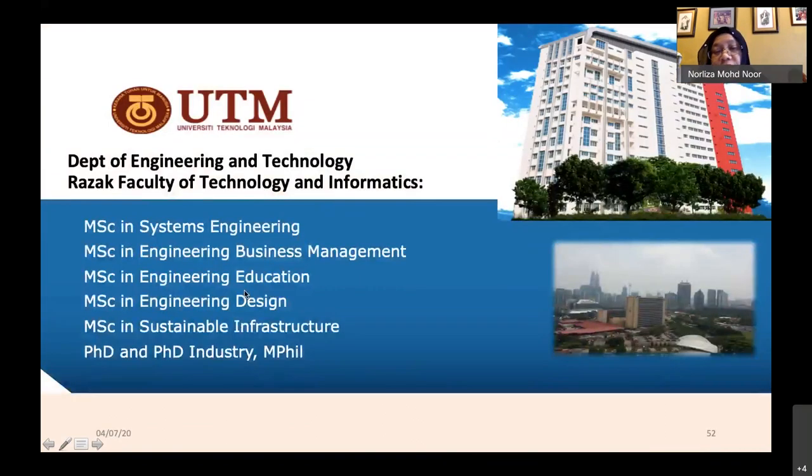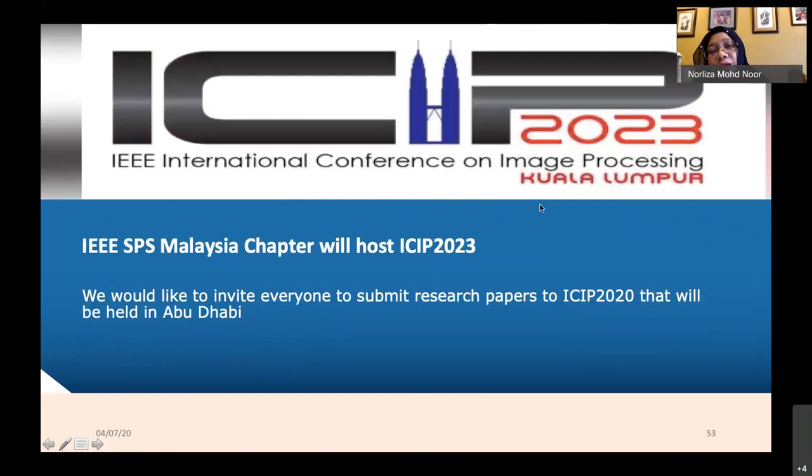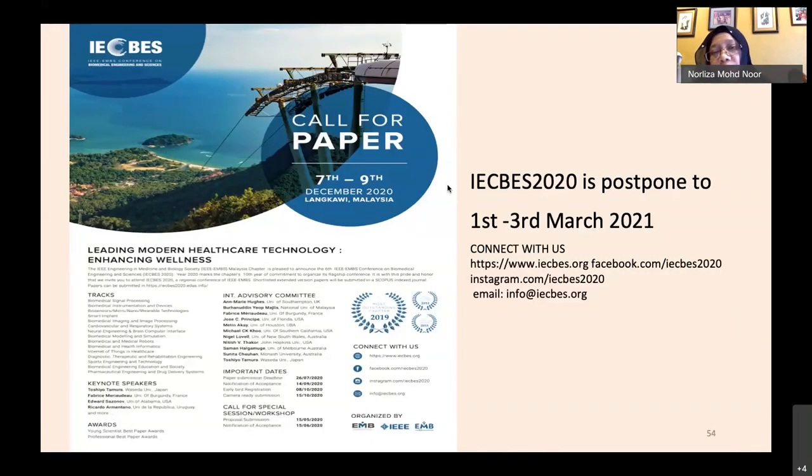Right, so roughly this is my faculty. You're welcome to look at it. We have a nice view of the LCC. Then in signal processing, we are being granted to host the 2023 ICIP, International Conference on Image Processing, in Kuala Lumpur. So I do welcome everyone to come and join us. This is another EMBS event, supposedly to be in December, but we postponed it to March next year.